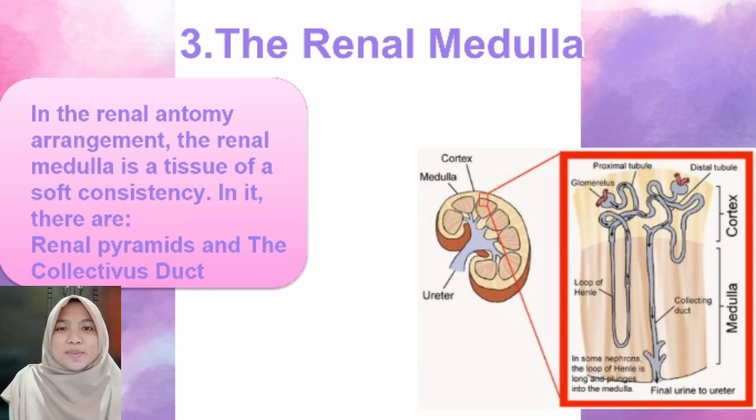3. The renal medulla. In the renal anatomy arrangement, the renal medulla is a tissue of soft consistency. In it there are 1. Renal pyramids. These are small structures containing nephrons and tubules. These tubules transport fluid to the kidney. Then the fluid moves toward the inner structure that collects and transports urine out of the kidney. 2. The collecting duct. Each end of the nephron contains a collecting duct that filters fluid out of the nephron. After the collecting duct, fluid will be moved to the renal pelvis.